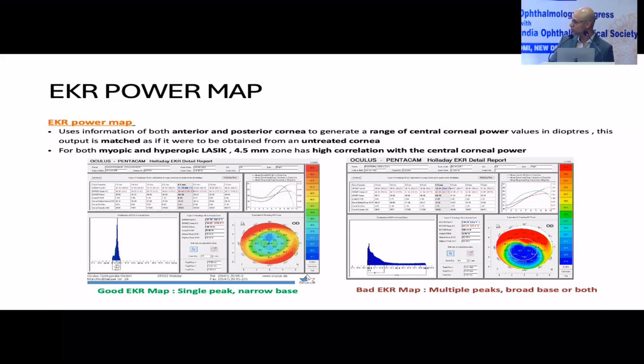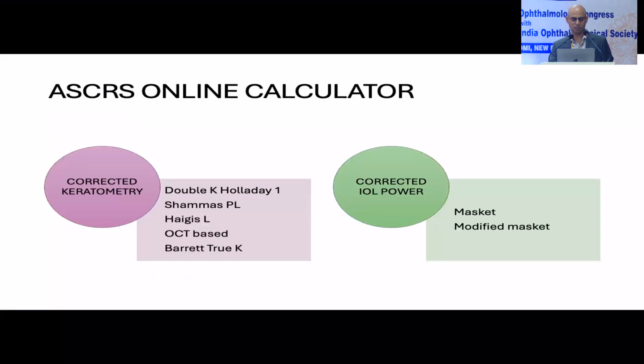You can see these two graphs. This is the ideal EKR, which has a narrow base and a single peak, whereas if you have a very wide base, then it means that the keratometry is irregularly distributed, and you may not get a very reliable value in this. Basically this is a map which gives you an equivalent K reading, which you can then input into your IOL formula. For both myopic and hyperopic LASIK, a 4.5 millimeter optic zone calculation for the EKR is quite useful for the calculation.